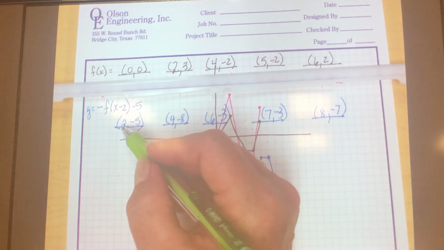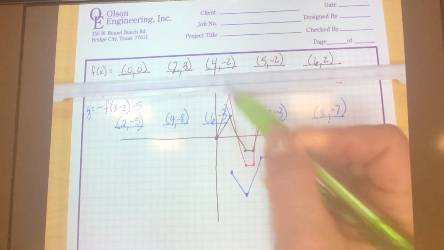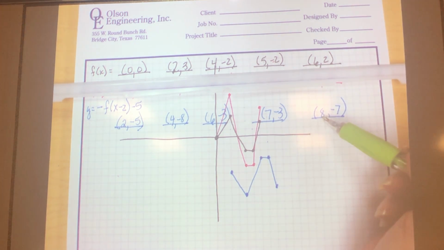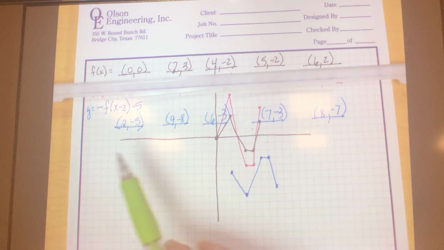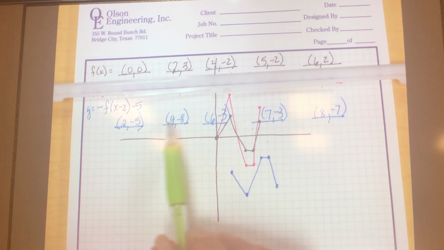What's 0 plus 2? What's 2 plus 2? What's 4 plus 2? What's 5 plus 2? What's 6 plus 2? Bam! People, out of those 5 points, or those 10 numbers, I just got half of them. Do you understand? I got 1, 2, 3, 4, 5 points on my paper.